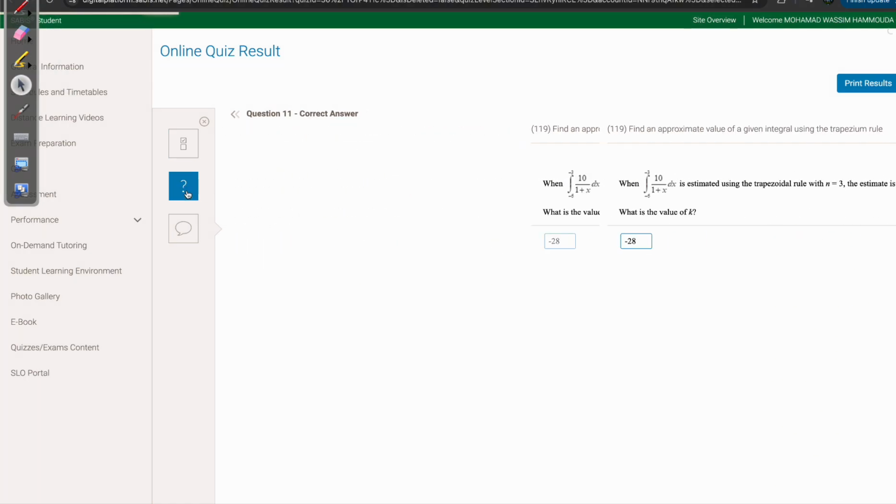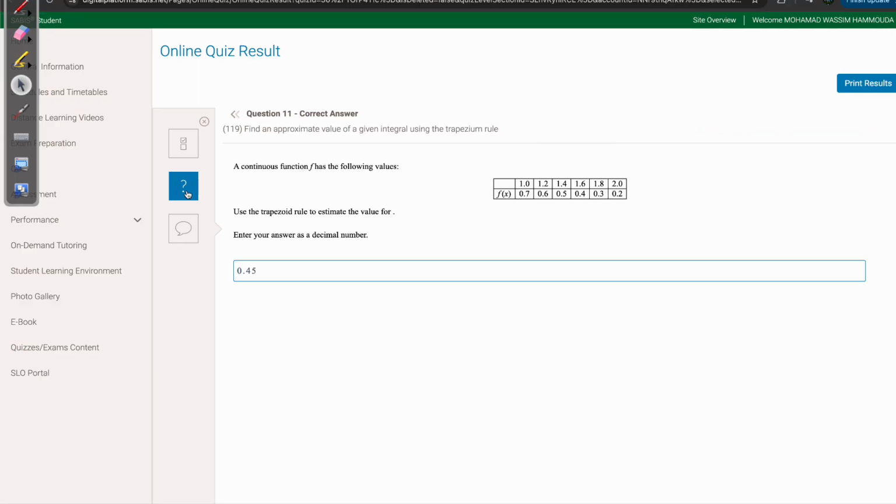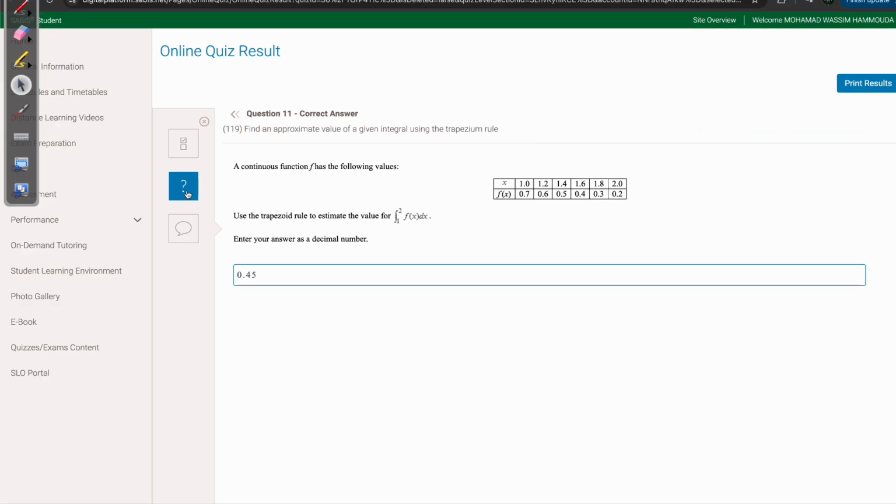Number 11. A continuous function f has the following values. Use the trapezoid rule. Okay, this is simple. We're just gonna apply the rule. The height in this case is the number we're skip counting with. So what we're gonna do to find the height is 1.2 minus 1, which is 0.2. And we're just gonna do the rule.